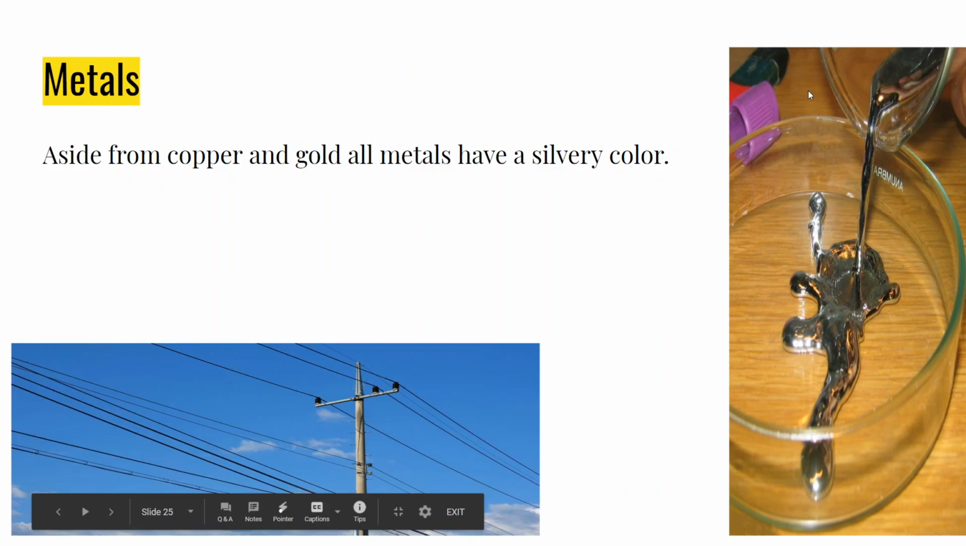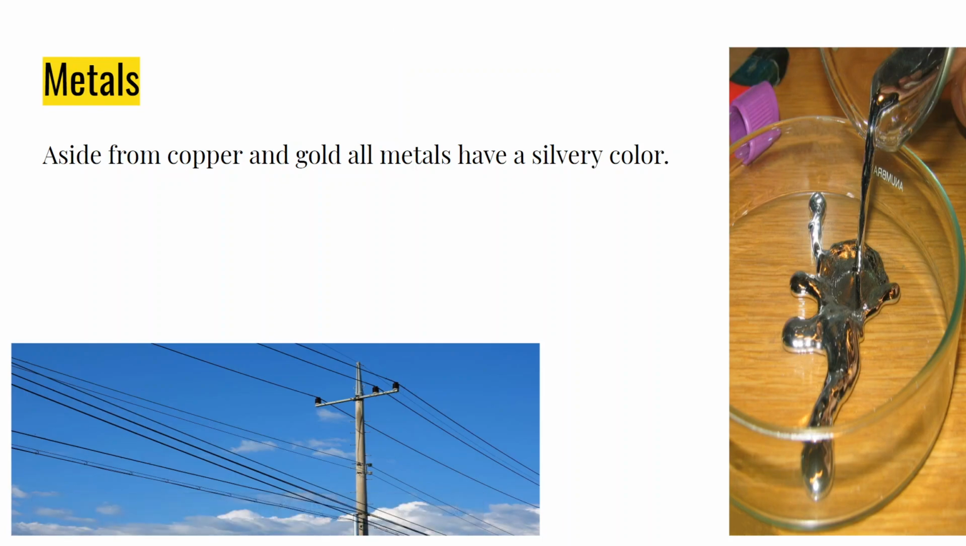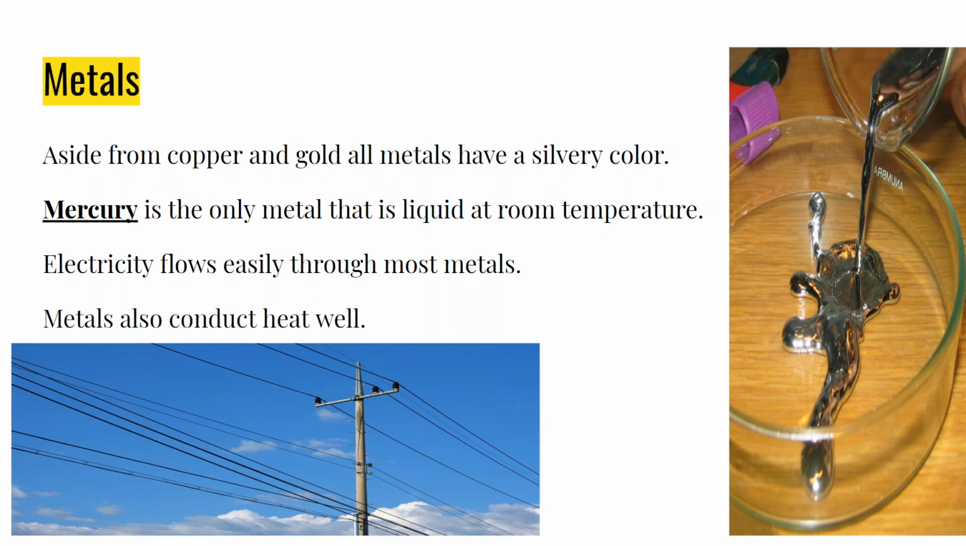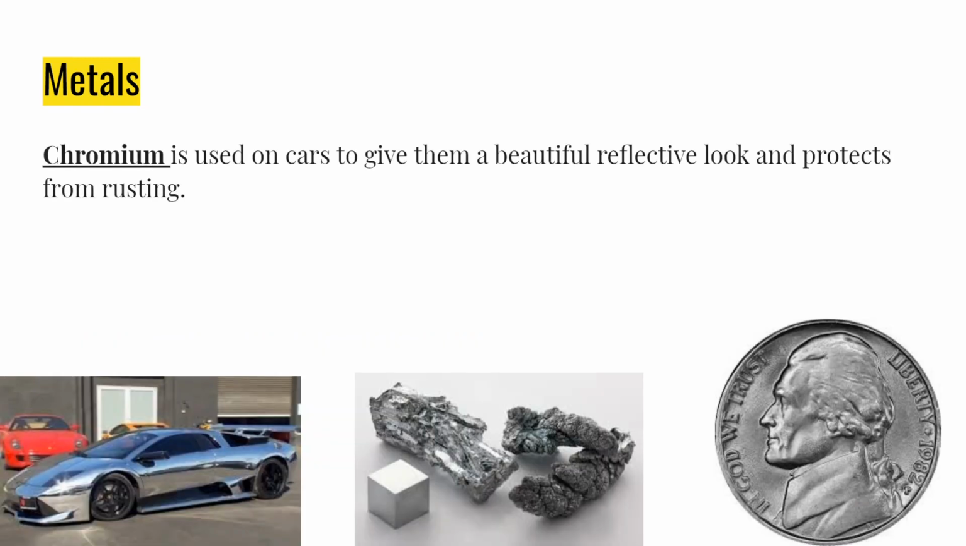It says, aside from copper and gold, all metal has a silvery color, which we'll get into later on. Mercury is the only metal that is liquid at room temperature. Electricity flows easily through most metals. Metals conduct heat well. More here, we talked about chromium, which is found on cars to give them a more reflective look and prevent rusting.